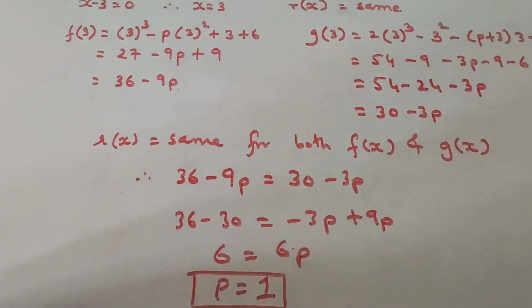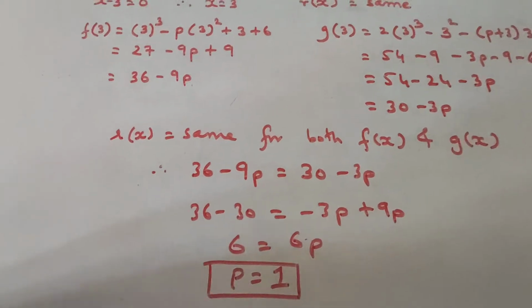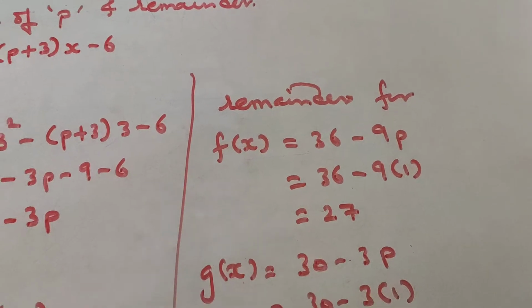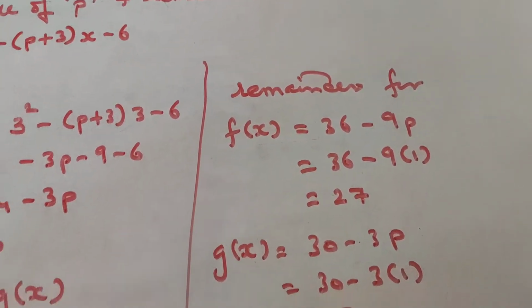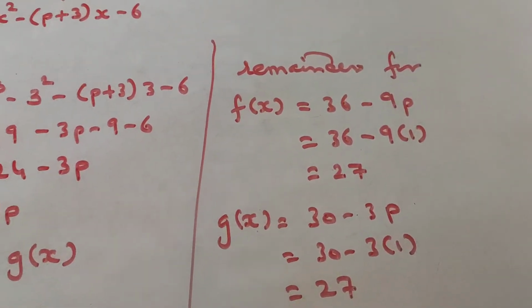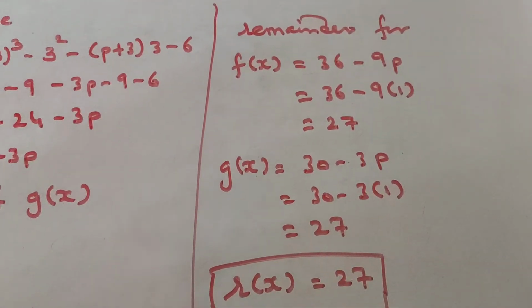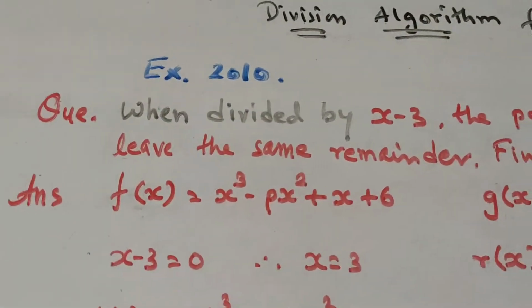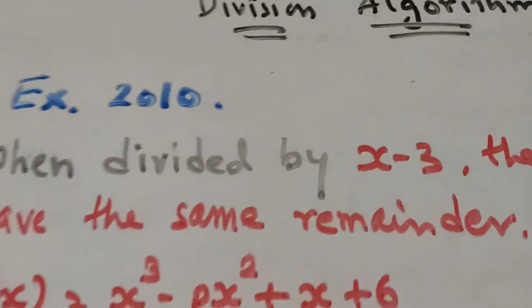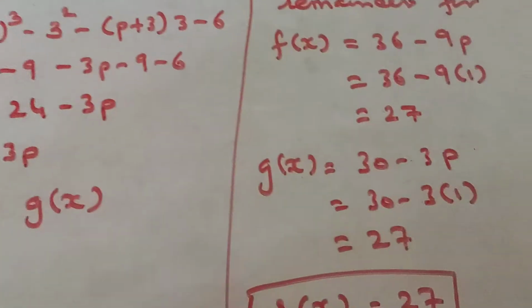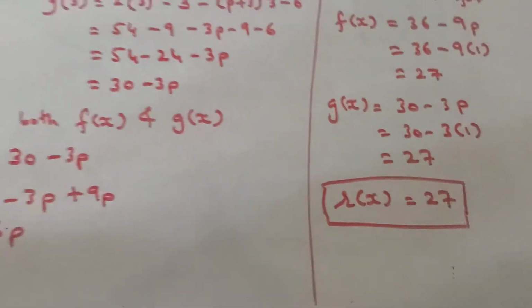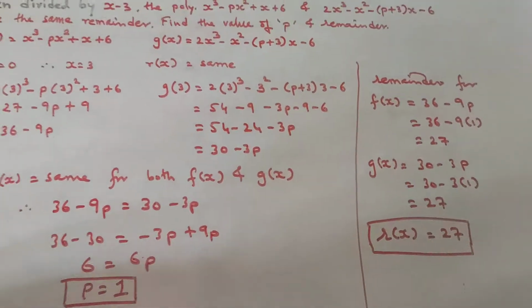But still our sum is not complete because we require to find out the remainder. So the remainder for f(x) is 36 minus 9p and for g(x) is 30 minus 3p. Placing the value of p, we get f(x) equal to 27 and g(x) also equal to 27. So both the remainders are same. That is what the question was saying, that it leaves the same remainder. So the remainder is 27.